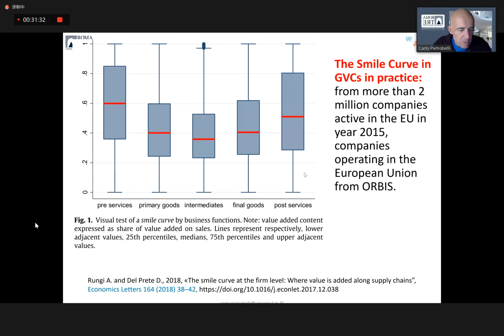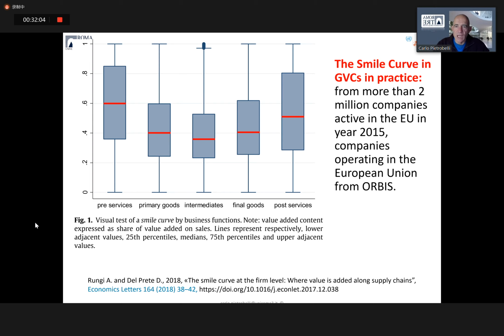Is this true? Is this confirmed by empirical data? Is this something beyond the individual feeling and perception of a successful businessman? A number of studies have been proposed. This one is perhaps the first one of this kind, by Runge and Del Prete in 2018 in Economics Letters, where they managed to show that this U-curve story is empirically grounded.